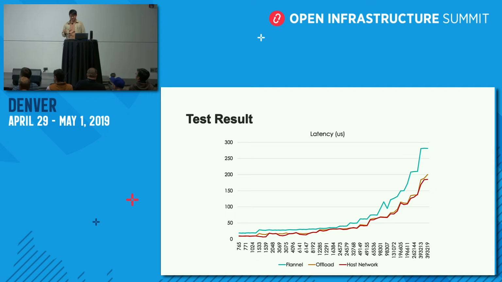Last, we increased the size of messages. The MTU was set to 1550, so as you can see, the latency grows when the size of the message grows, because one network packet will be fragmented into several smaller packets. The horizontal axis in the picture is the size of network packets. As you can see, again, Flannel has the highest latency, while the offload case has similar latency as host network.